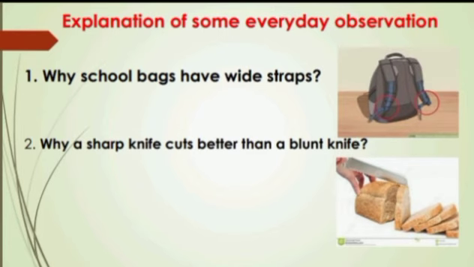Next we will explain some everyday observations on the basis of pressure. Do you know why school bags have wide straps? Actually, a school bag has a wide strap made of thick cloth so that the weight of the bag may fall over a large area of the shoulder of the child, producing less pressure on the shoulder. And due to less pressure, it is more comfortable to carry the heavy school bag.